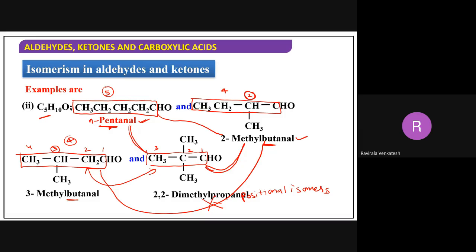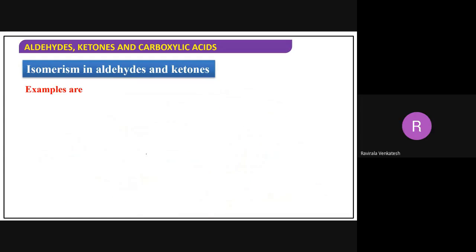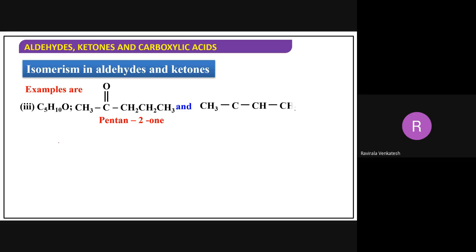Understood here? Any doubts you're having? No doubts? Yes, we'll move to the next. Now you try this one. This ketone, you have to try this one. Ketone, 2-pentanone, 3-methyl-butanone, 2 examples we are getting. But C5H10 ketone it is. You are getting like this actually. Now these two are definitely called chain isomers.